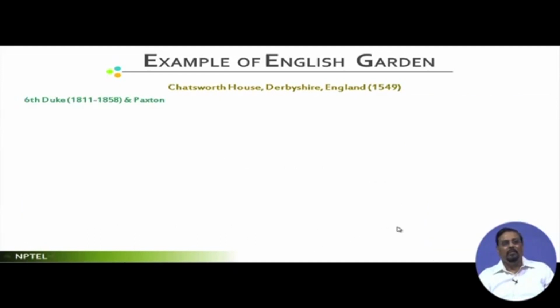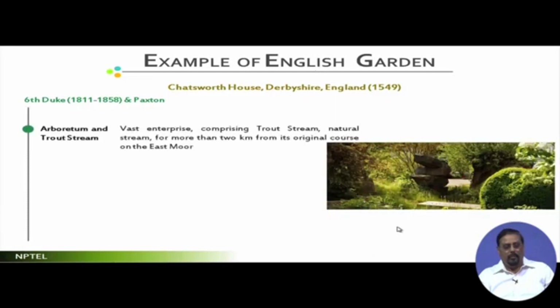Then the Sixth Duke and Paxton, this is a time when they created the arboretum. Basically it is streams, natural streams, that they started creating. So originally there are certain things in the English landscape which might have been almost a replica or copy of French, but gradually it started getting a different kind of profile.